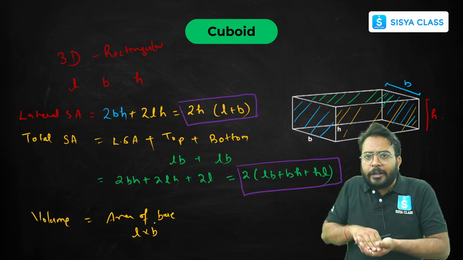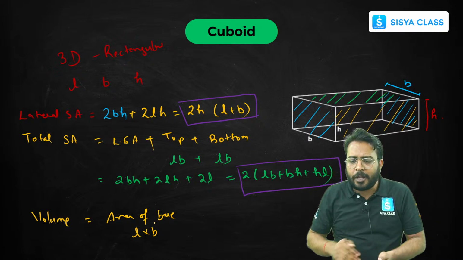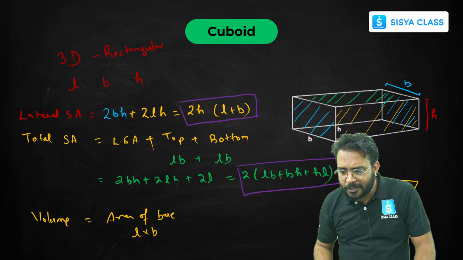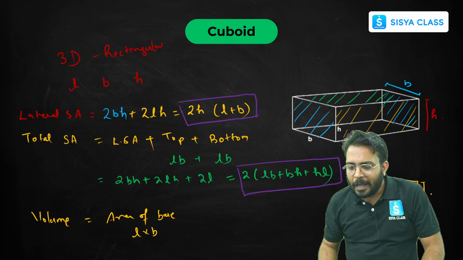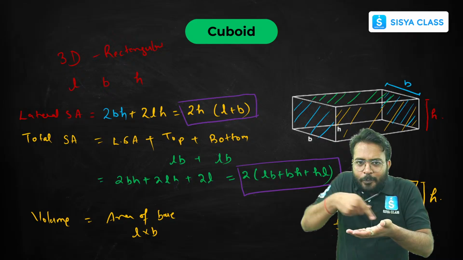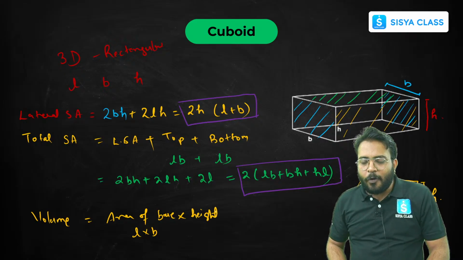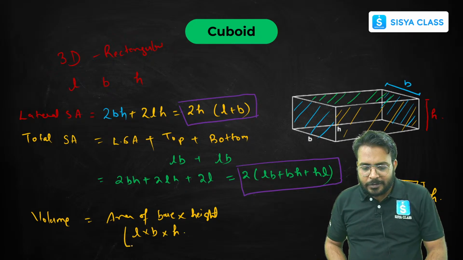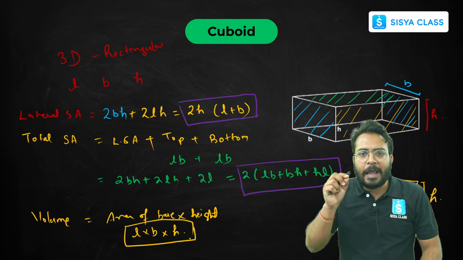Now, if I keep 10 pieces of the same rectangular plate, it is going to make some height. This shape is called a cuboid. It forms a solid cuboid with height h. So area of base into its height gives you the volume of any rectangular solid. So l into b into h: thus we have the volume formula for a cuboid, l into b into h.